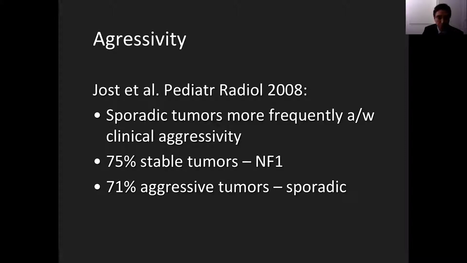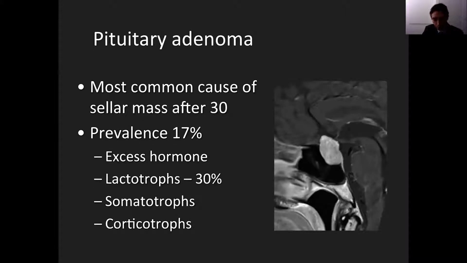In terms of aggressivity, there have been different studies that have suggested that sporadic tumors do more poorly, and most of the ones that we see in neurofibromatosis type 1 tend to be more stable, and even in some cases, they may regress over time.